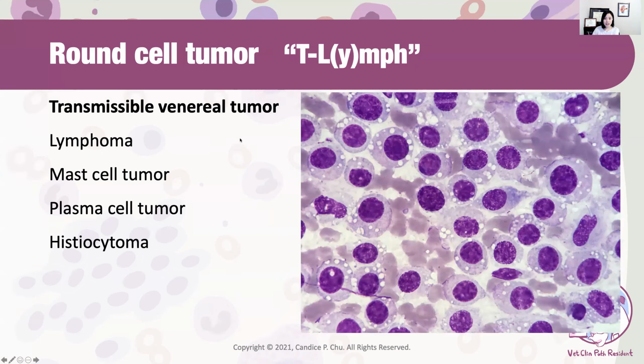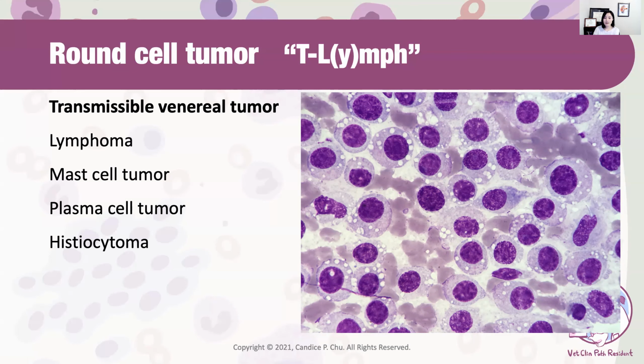Starting from TVT, the most common feature of TVT is you see those distinct vacuoles in the cytoplasm. And those vacuoles, sometimes we describe them as punch-out vacuoles, because basically it's like you take a hole punch and then you just create those vacuoles in the cytoplasm.